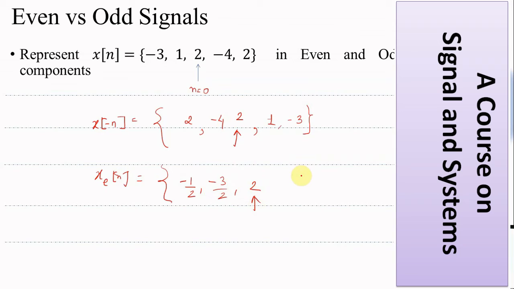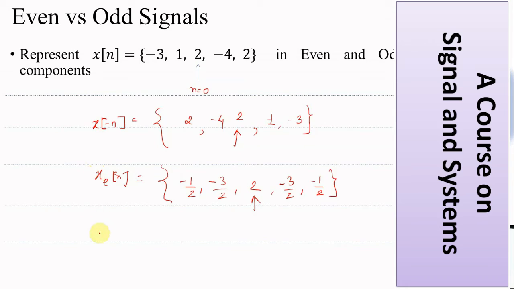So it is my value. At n is equal to 1, it is basically -4 plus 1, which gives me -3, and by the definition there will be a 2 in the denominator. Similarly, I can verify that there will be -1 by 2 here. Correct? So this is my even component.